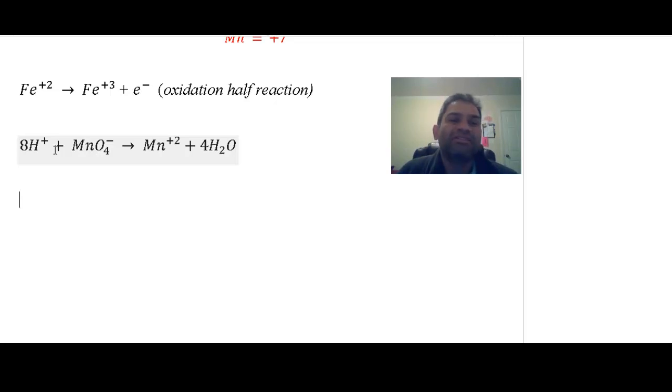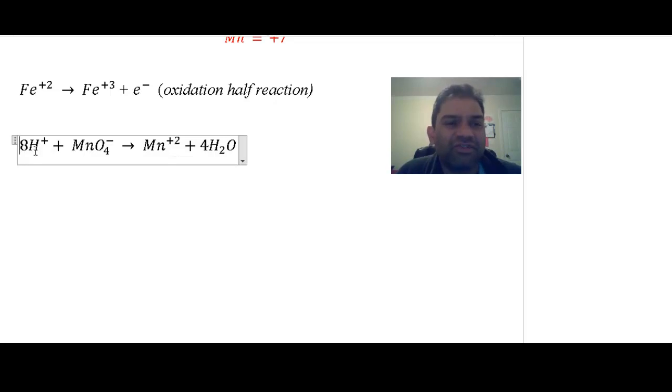Now we can balance the charges using free electrons. So let's see here, plus 8 minus 1, that's plus 7 here. And we have a plus 2 here. So it seems to me that we will need to add 5 electrons on the reactant side. Right, so let's try that.